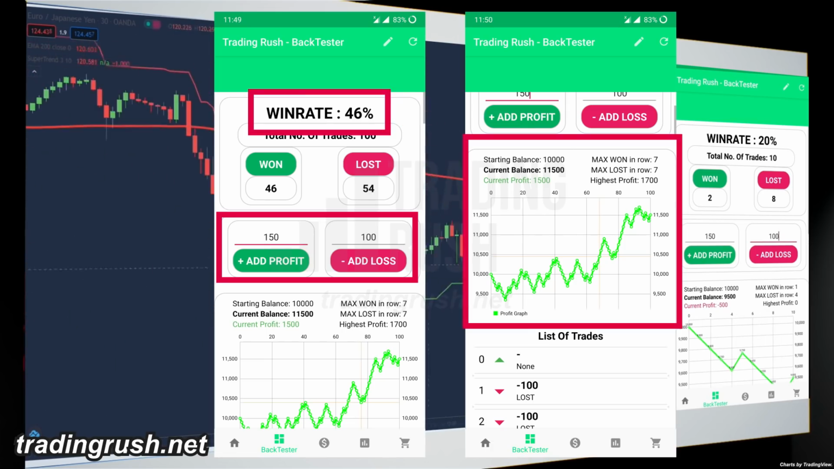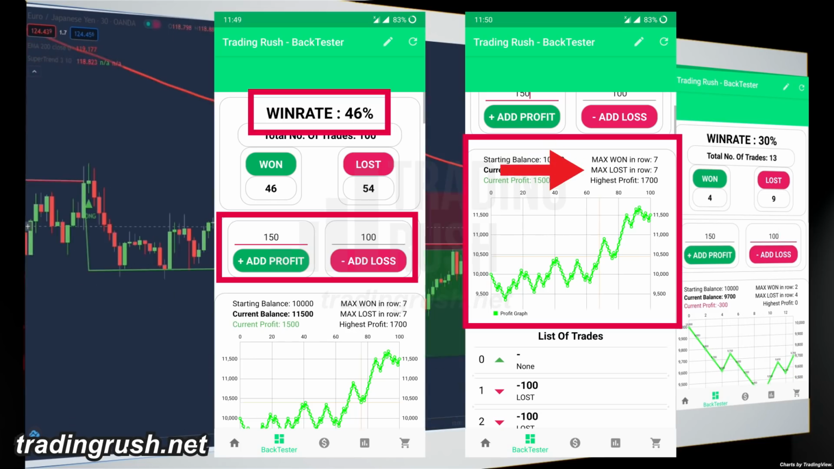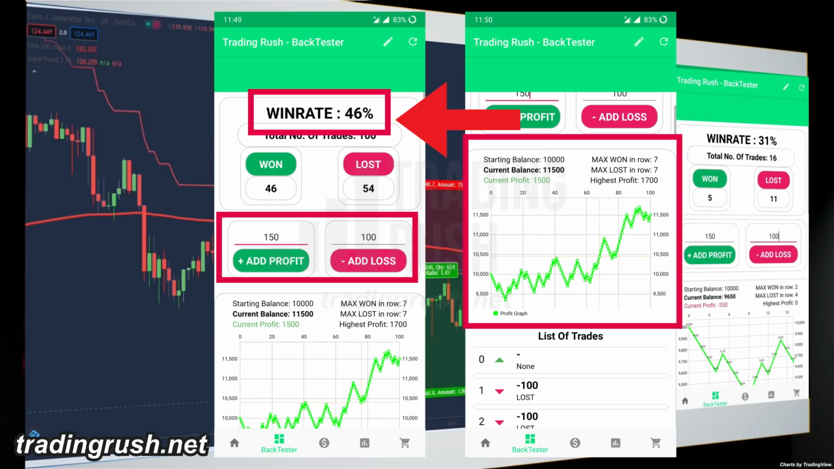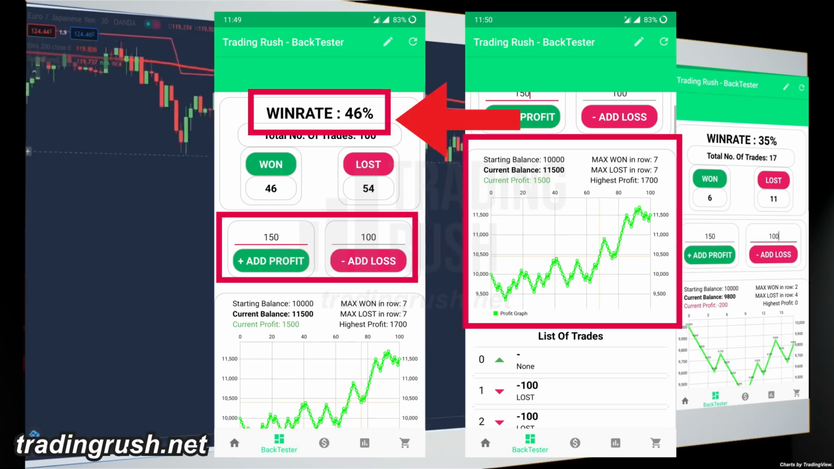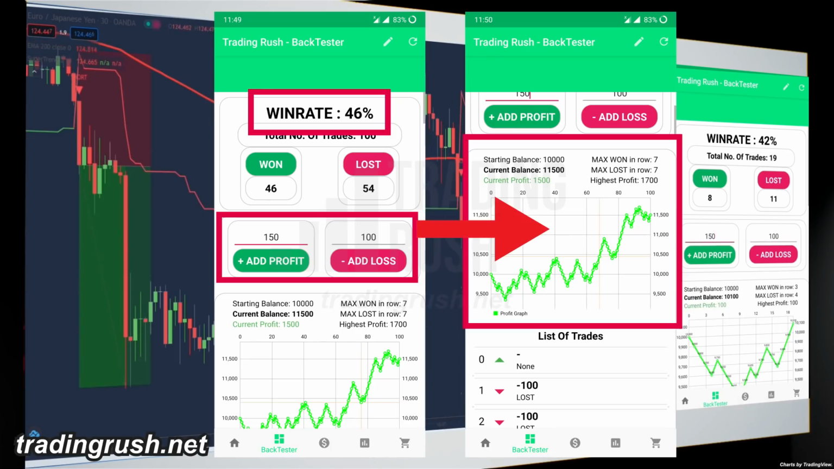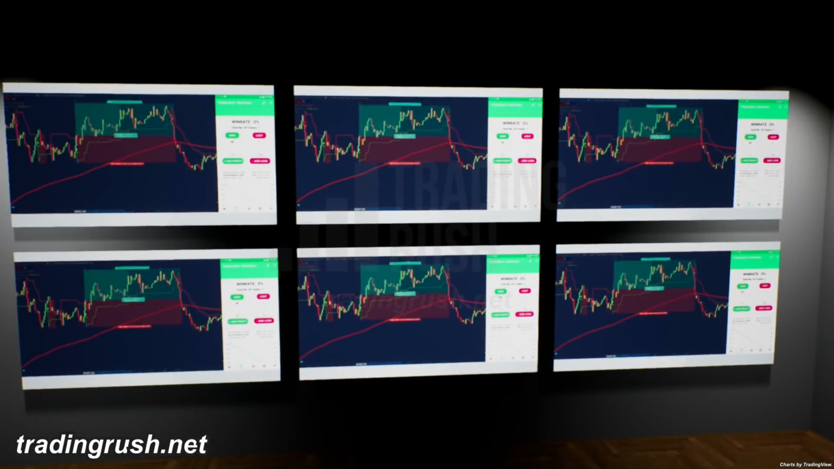During this backtest, I was able to win 7 trades in a row, but also lost 7 in a row. Even though the Supertrend didn't produce a very good win rate like some other indicator strategies I have tested before, the Supertrend trading strategy is still a profitable strategy. That's all. Now you know more about the Supertrend indicator.